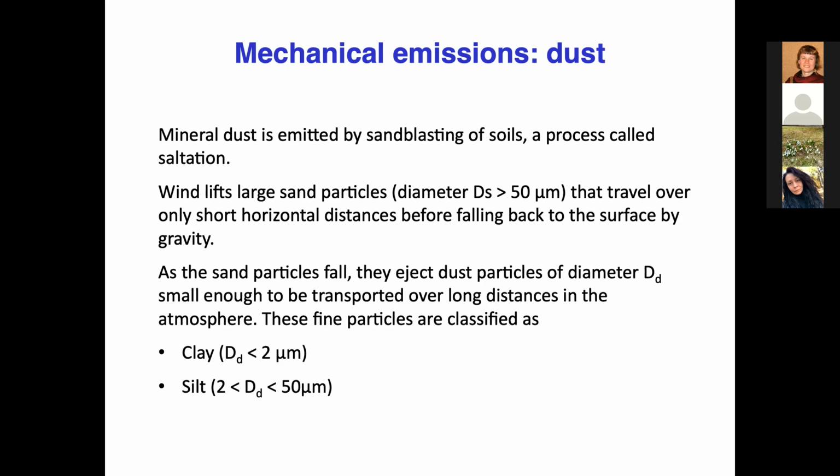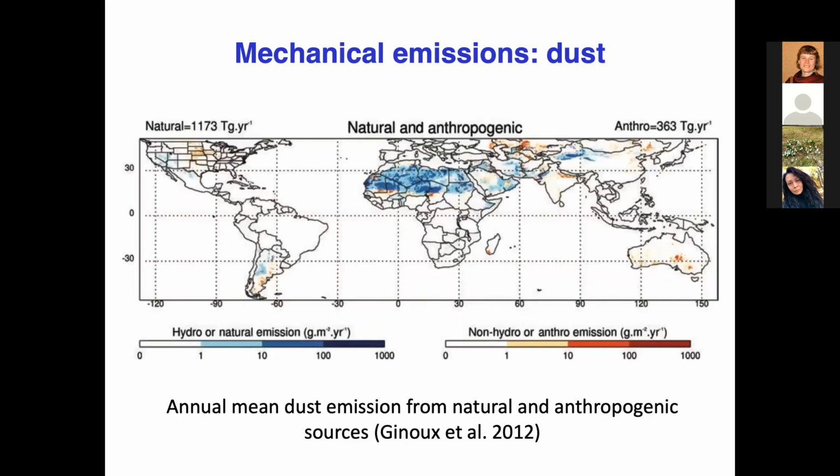As the sand particles fall down, they eject dust particles of diameter small enough to be transported over long distances in the atmosphere. These fine particles are classified as clay when they are smaller than 2 micrometer, and as silt when they are between 2 and 50 micrometers. And here we can see that we have a lot of emission of these particles, especially in this area, which is logical, where we have the highest amount of deserts. So here's the Sahara, and here you have a lot of emission.